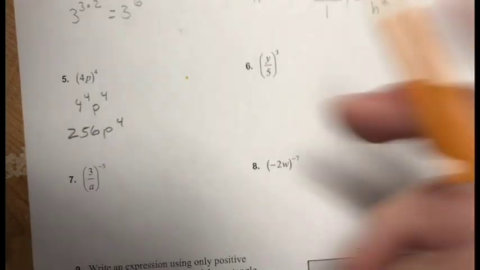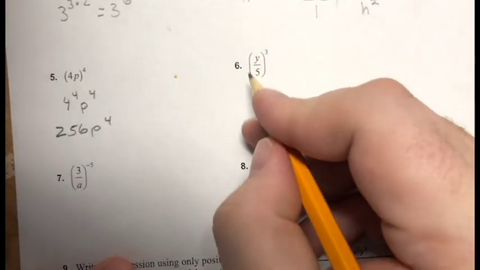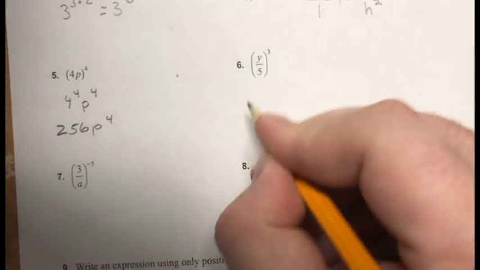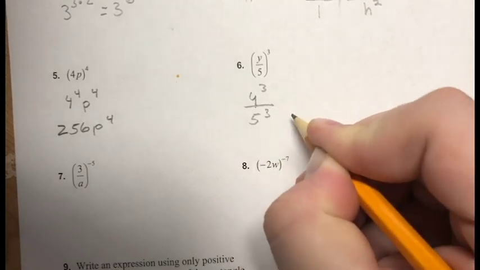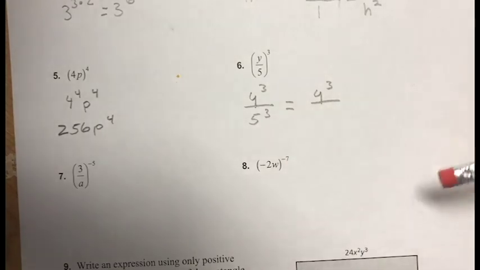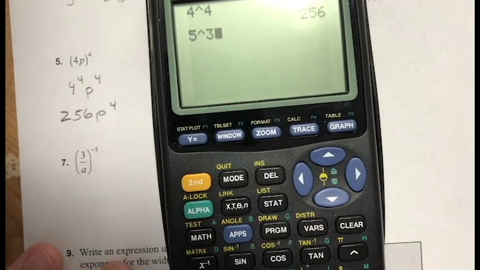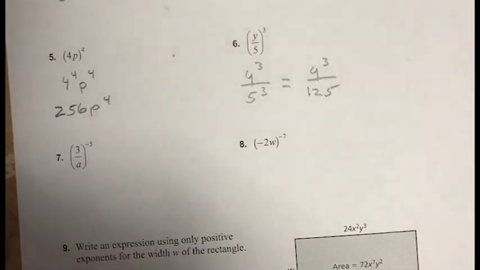Looking at the next one. The same concept is a power of a quotient property, and what we're going to do is basically say y to the 3rd power divided by 5 to the third power. Simplify that, y to the third power, divided by, and we'll use that again, 5, raise the roof, 3, and I get 125. I'm done.